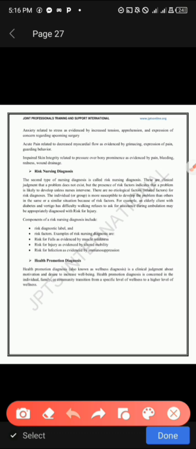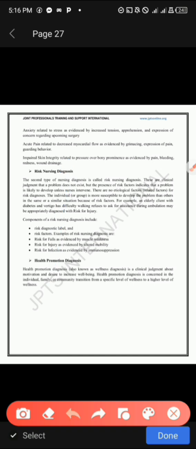But after that, they may even recover very well. Impaired skin integrity related to pressure over a bony prominence is evidenced by pain, bleeding, redness, and wound damage. Pain occurs when somebody has an injury, more especially people that have accidents or bleeding. As I said before, it will cause terrible pain. Impaired skin integrity related to the pressure of what? Bony prominence.